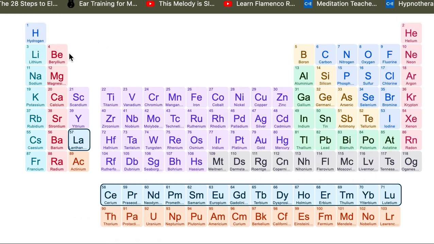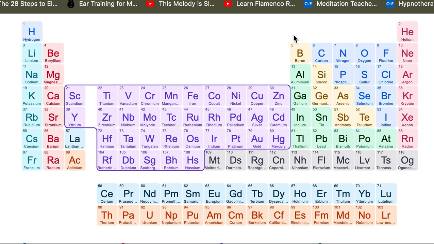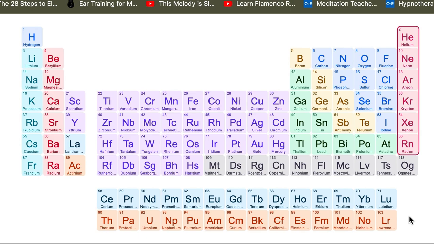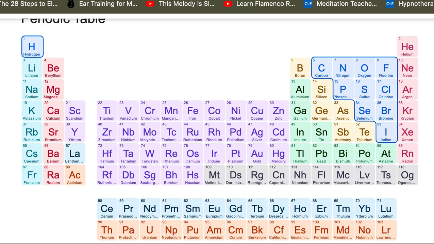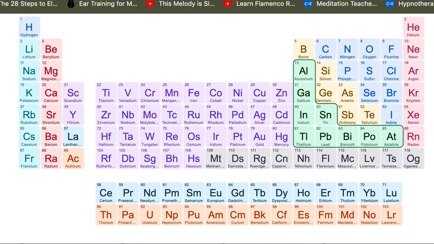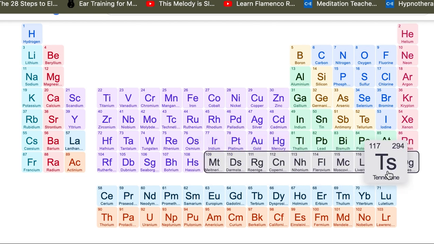We have group 1, group 2, which are the alkali metals and the alkaline earth metals. Then we have the transition metals, and then we have the group 3, 4, 5, 6, 7 and 8. The 8th group are the noble gases. This part are the metalloids, this part are the non-metals, and this part are the metals. Again, these are some metals whose properties are not known yet because there are some new elements added in the periodic table. But now, here's what you have to remember.